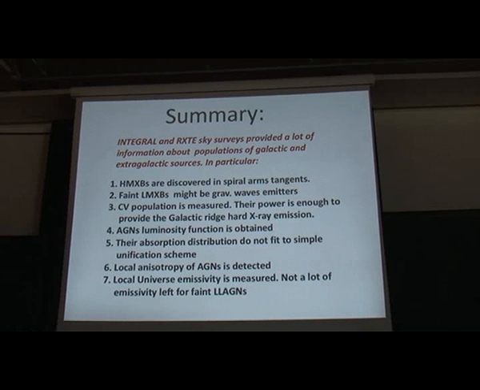Local anisotropy of AGNs is detected, and the emissivity of the local universe is measured. Accuracy is not perfect right now, but it can in principle be improved, but at least it's definitely shown that not a lot of emissivity is left for faint low-luminosity AGNs or for even fainter sources in galaxies.